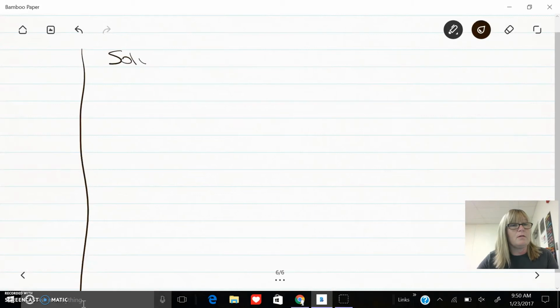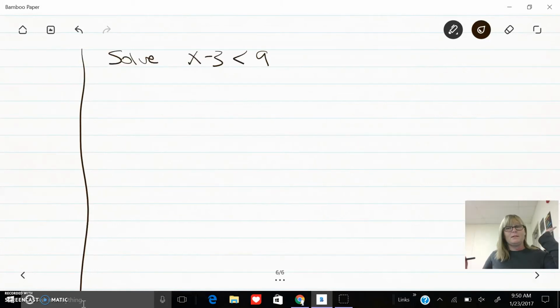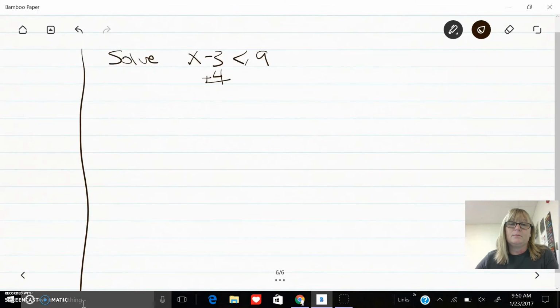Solve x minus 3 is less than 9. Take a second and solve that on your own, because I know you can. Okay, so I need to do what to the variable? Isolate it, good. So I'm going to plus 3, okay, because that's opposite of subtraction. That leaves me with x. And then I'm going to plus 3 here, so 12. So x is going to be less than 12.